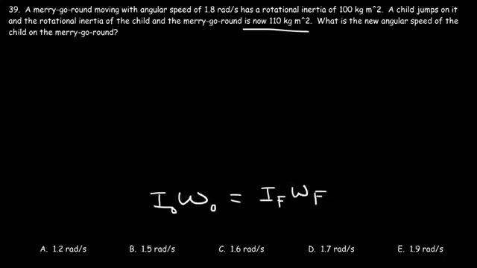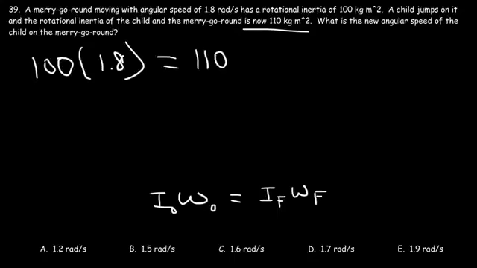So the inertia of the merry-go-round before the child jumps on it is 100, and the angular speed is 1.8 radians per second. The final inertia is 110. So when the child jumps on it, it increases by 10, from 100 to 110. So now we need to calculate the final angular speed.